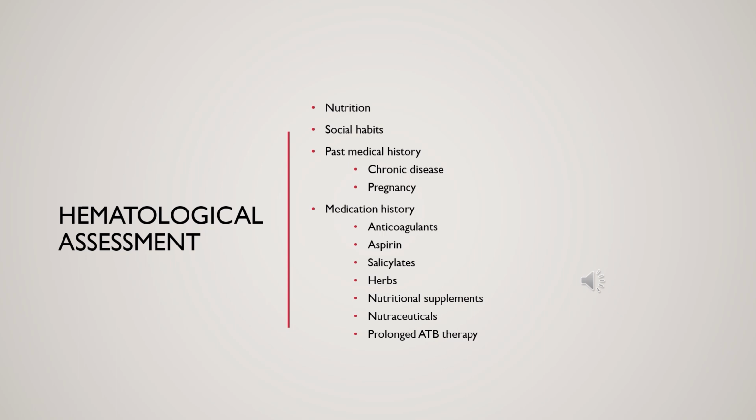Any liver issues and even cholelithiasis, which is the gallstones, can affect clotting and bleeding. So we also want to ask about pregnancy because the incidence of gestational thrombocytopenia is observed in about 5 to 11% of all pregnancies. Inquire about current medications, including anticoagulants, aspirin, other salicylates, herbs, nutritional supplements, and nutraceuticals.